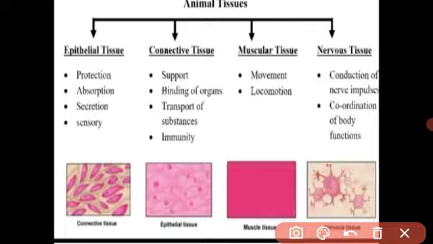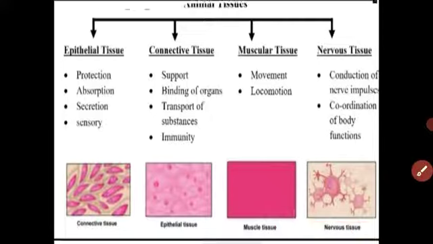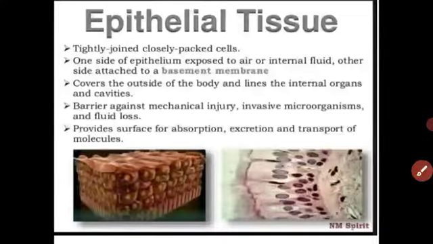Okay. Absorption: the tissue which absorbs some nutrients. Secretion: the sweat gland secretes sweat. Okay, and it is also sensory. Got it, students? In this video we are going to study the types of epithelial tissue. In my previous video I already explained the epithelial tissue.